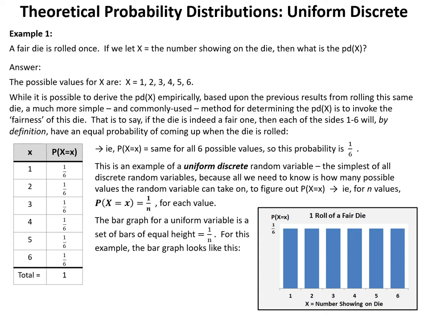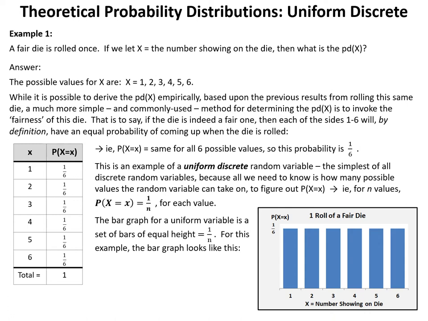In example 1, a fair die is rolled once. If we let X equal the number showing on the die, then what is the PDF of X? So to answer this, we start with the possible values for X, which are the numbers 1 through 6. While it's possible to derive the PDF of X empirically based on the previous results from rolling the same die, a much more simple and commonly used method for determining the PDF of X is to invoke the fairness of the die.